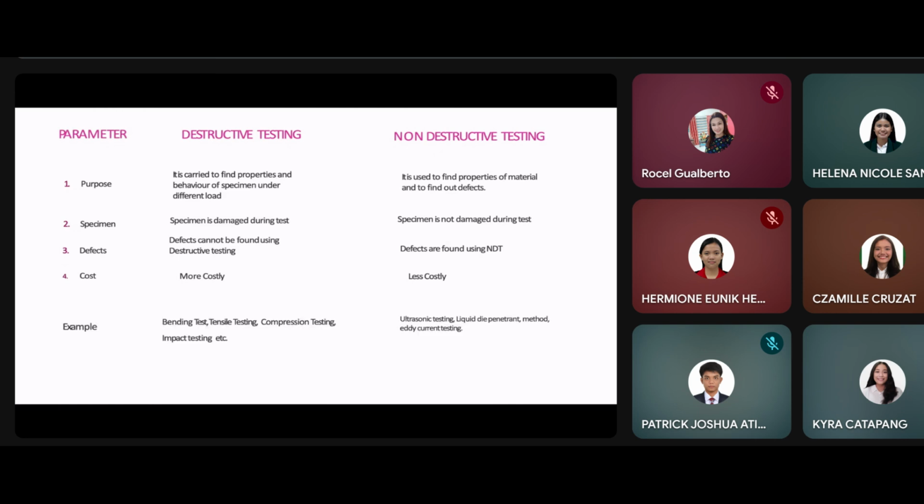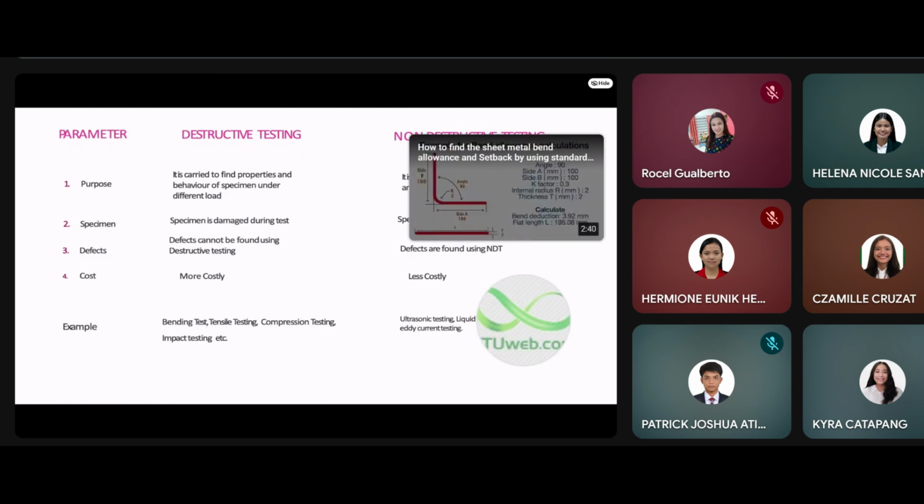These are some more examples of destructive and non-destructive testing. Tests such as the bending test, tensile test, compression testing, and impact testing are destructive, while ultrasonic testing, the liquid dye penetrant method, and eddy current testing belong to non-destructive testing.